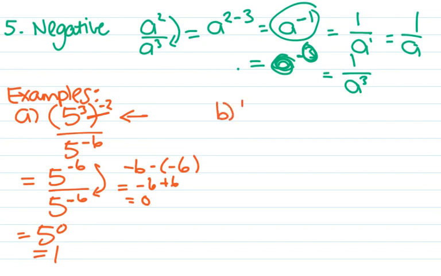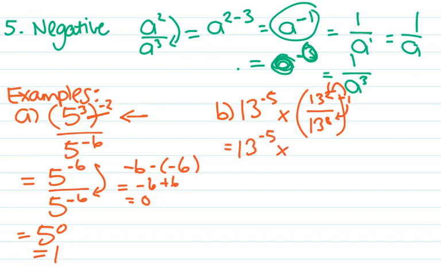B: (13 to the power of negative 5 times 13 squared over 13 to the power of 8), all to the power of negative 1. So I'm going to start by simplifying the bracket. So I'm going to get this negative 1 into the bracket. 13 to the power of negative 5 times 13 to the power of negative 2, because I did 2 times negative 1. And then in the denominator, I need to do 8 times negative 1. So it would be negative 8.